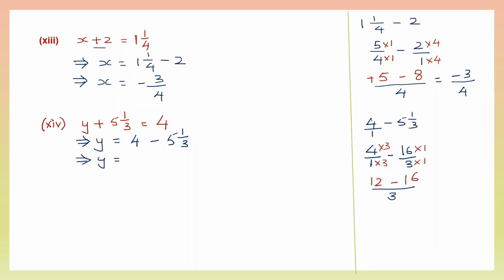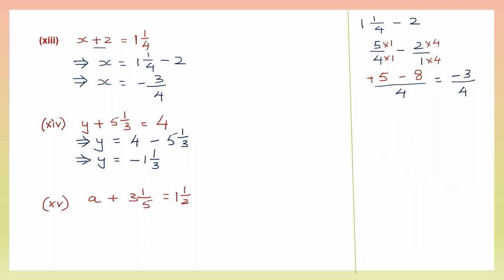So again here we have plus 12 minus 16. Signs are different, so we put the sign of the bigger number and subtract. So put minus. Now 16 minus 12 is 4. Minus 4 by 3. We can convert it to a mixed number. It will become minus 1 1 by 3. You can leave it as minus 4 by 3 or convert it to minus 1 1 by 3. So this is the value of y.